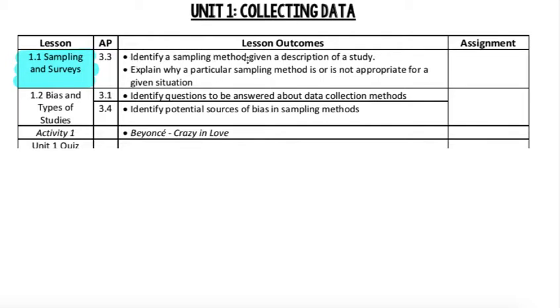Our goal today is to be able to identify a sampling method given a description of the study, and explain why a particular sampling method is or is not appropriate for a given situation. Notice that AP here on our assignment sheet is out of order. This is their Unit 3, but I make this our Unit 1. So this is where we're going to start out.